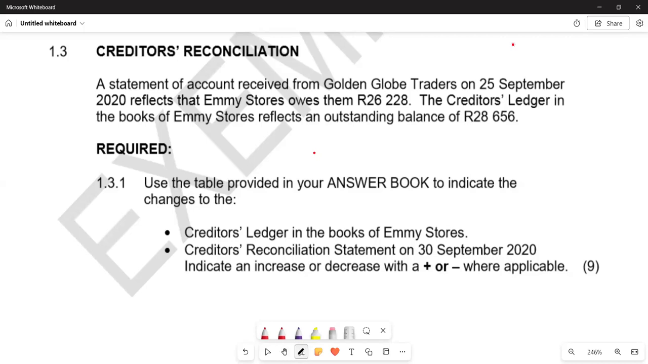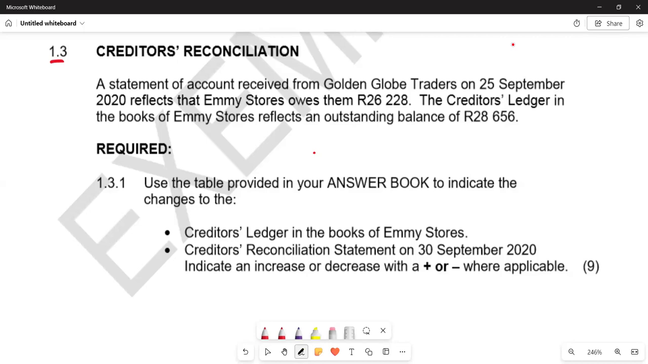So with the question that we have here, which is question 1.3 that we want to look at. Our question reads, a statement of account received from Golden Globe Traders on 21st September 2020 reflects that Amy Stores owes them 26,228 rand. The creditors ledger in the books of Amy Stores reflects an outstanding balance of 28,656 rand.